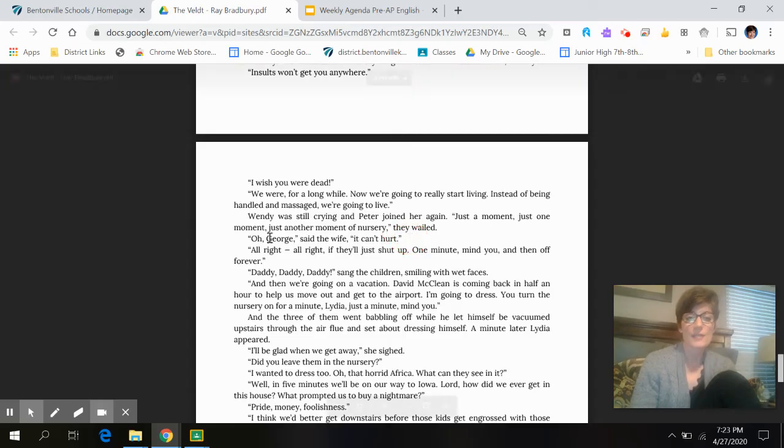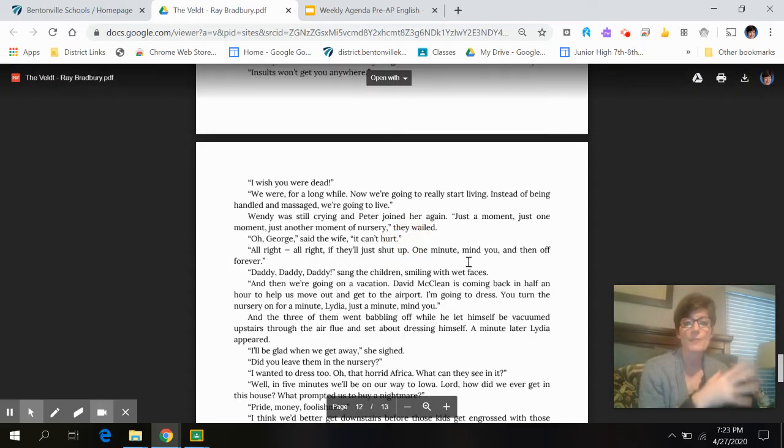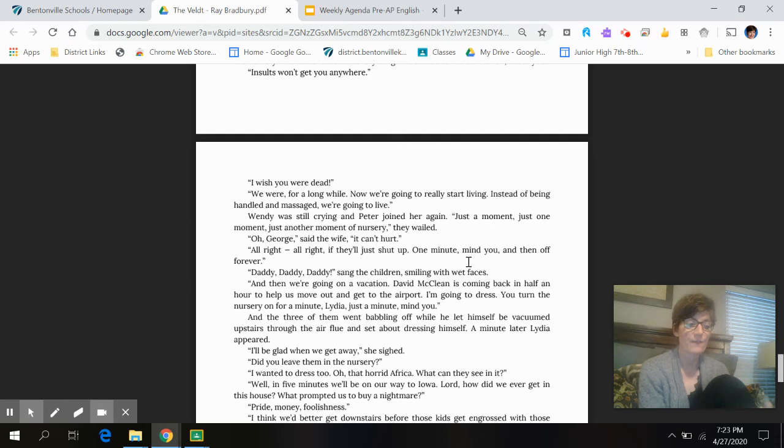"It won't hurt." And he says, "Okay, if they'll just shut up one more minute, mind you." And then it is turned off forever. Once again, we see that the tantrums of the children have manipulated the parents into caving in on the punishment. If they had only kept the nursery off at this point, then nothing else would have happened in the story other than just suffering through some angry children.